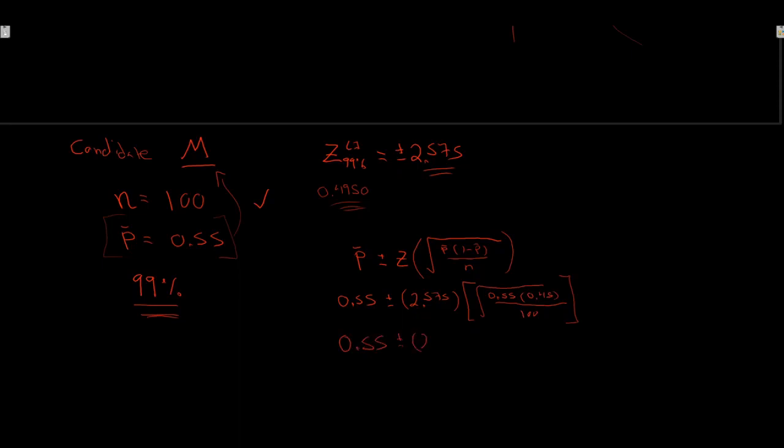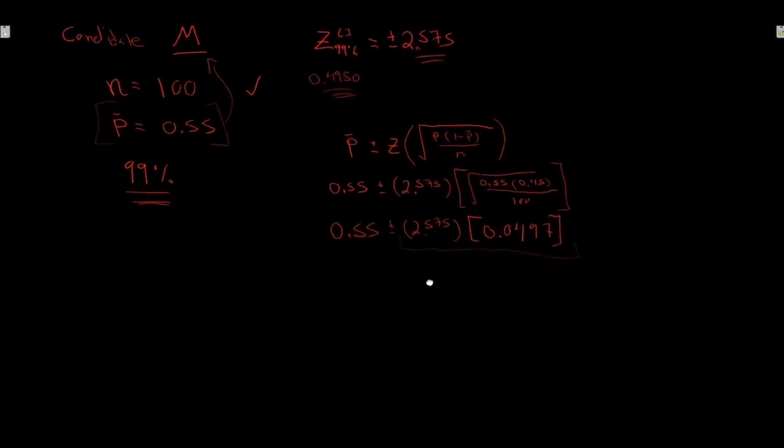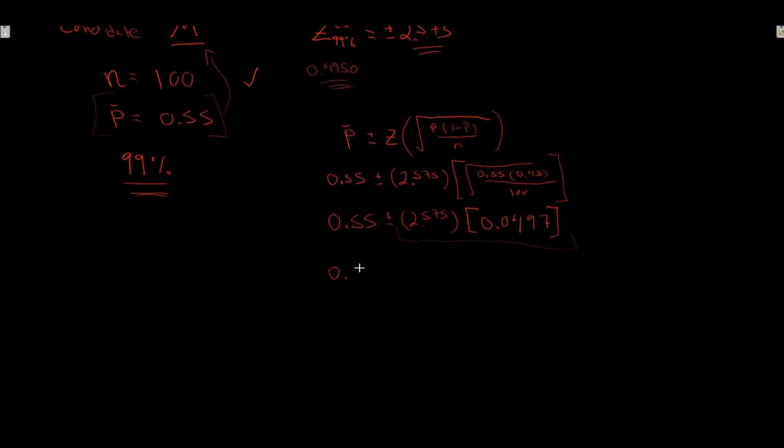0.55 plus or minus 2.575, and then my standard error works out to be 0.0497. We'll carry around these extra few decimal places just for this time here. Okay, working out this bit here now. Working out my fuzz, let's just make some more room to work with. We're going to have 0.55 plus or minus my fuzz, so 0.0497 times 2.575 gives me plus or minus 0.128. Yeah, we'll go like that, 0.128.